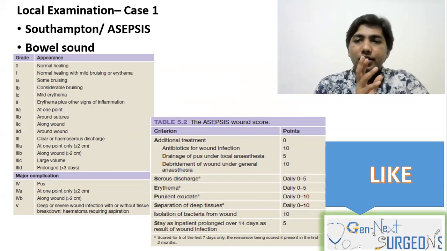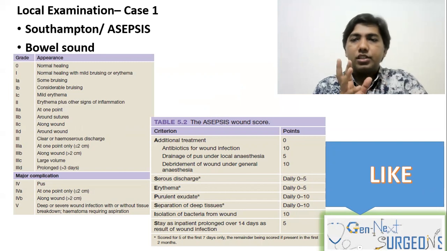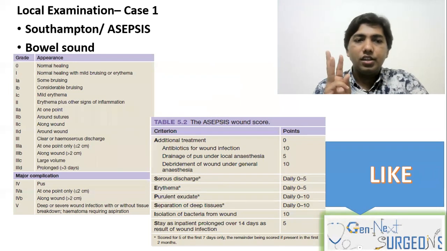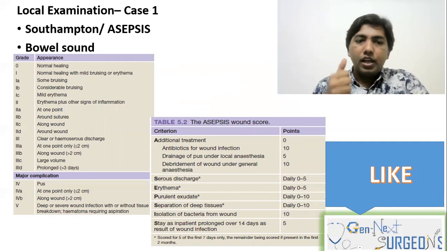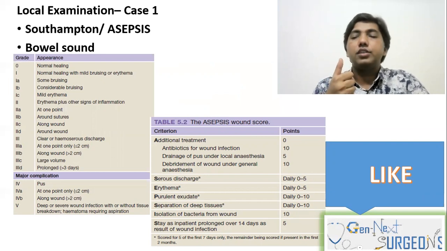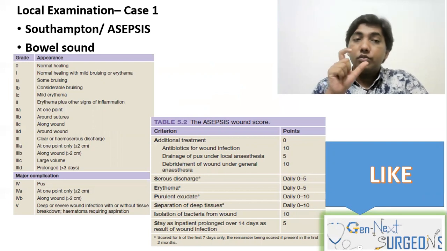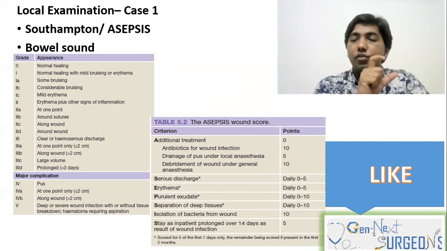Then if there is clear or hemoserous discharge, then it is grade 3. If there is pus, that will be grade 4. And in case of deep or severe wound infection, with or without tissue breakdown, that is grade 5. So wound grading is according to Southampton.